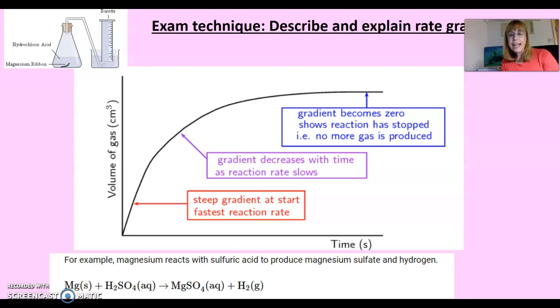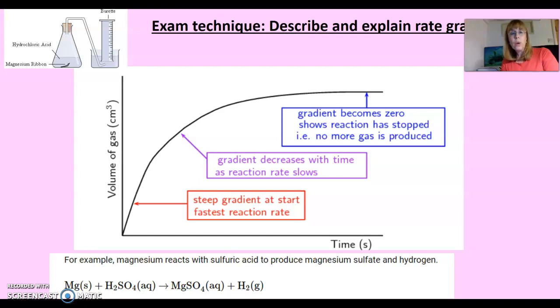Okay, so this is the reaction with magnesium reacting with sulfuric acid, producing magnesium sulfate plus hydrogen, an acid and a metal giving you a salt and hydrogen. And this is the hydrogen gas we're collecting in this upside down burette with water.